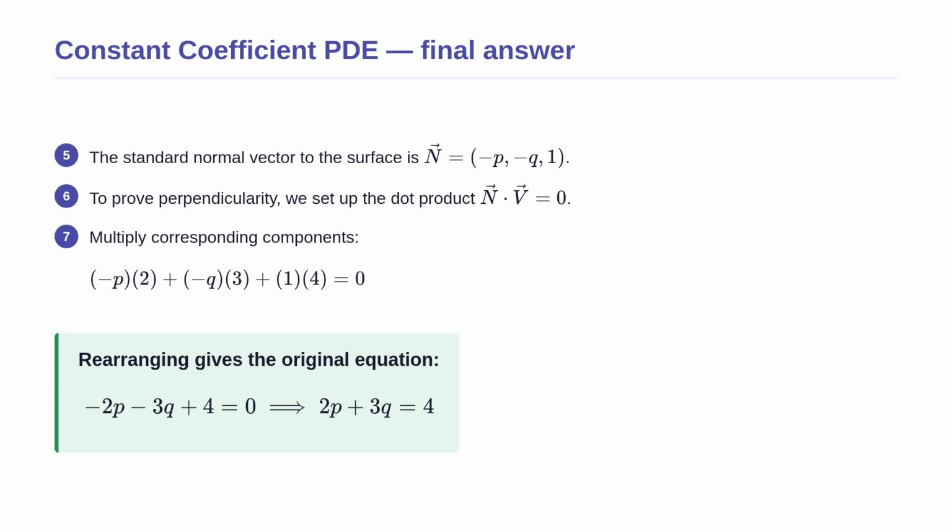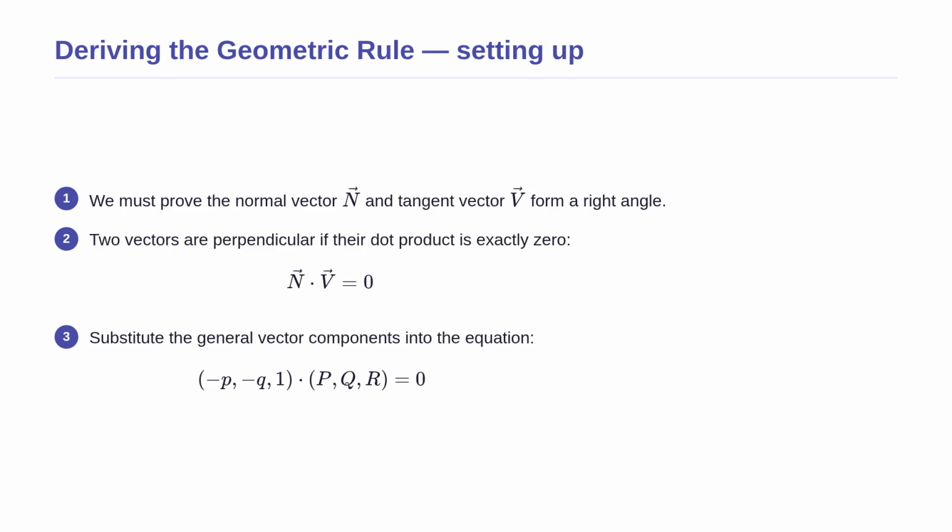By rearranging this expression, we get exactly the original partial differential equation we started with. This confirms geometrically that our solution surface is indeed perfectly aligned with the given vector field. Now that we have successfully used this geometric property in a specific numerical example, let us formally prove that it holds true for all first-order quasi-linear equations.